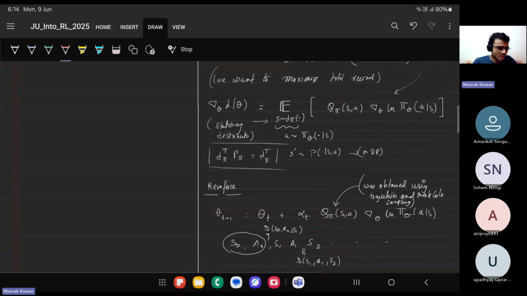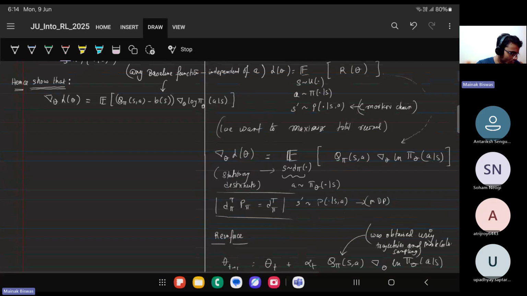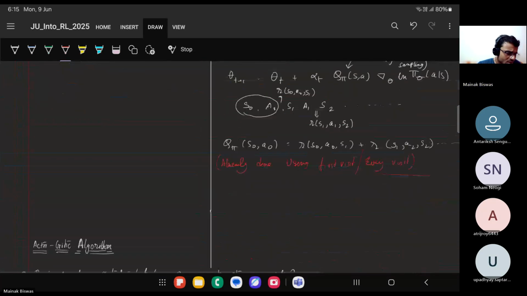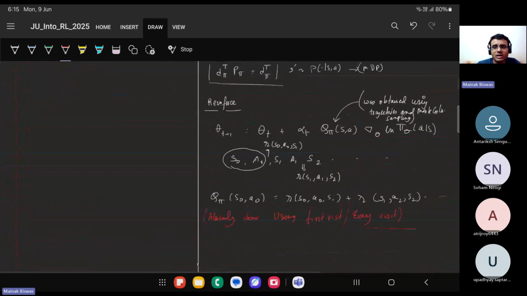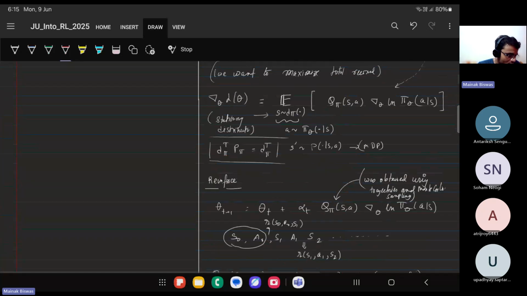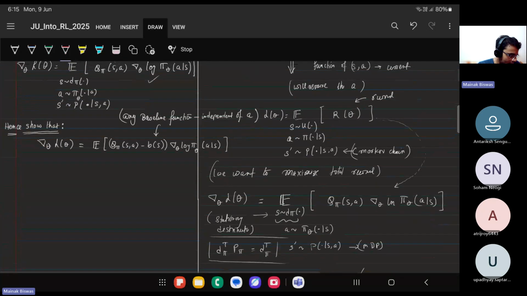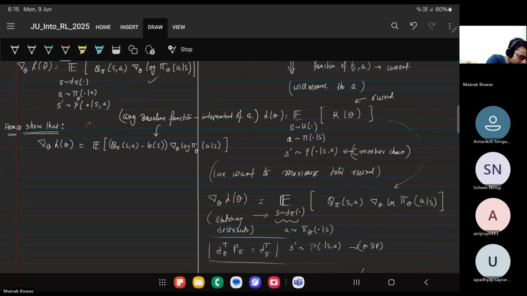So this is what we have done, and I think all of you are aware of that. Now what I'll try to show is I will try to remove a baseline function somehow. Why am I trying to remove this baseline function? It will become evident when we turn to actor-critic methods. But let us try to see that these two that I have are equivalent.